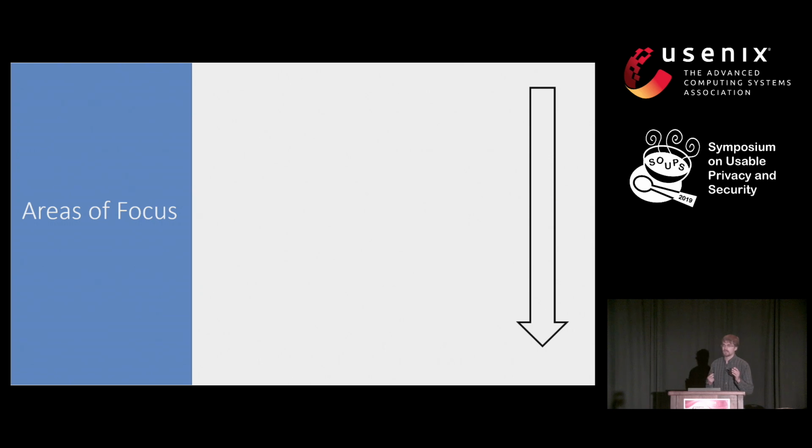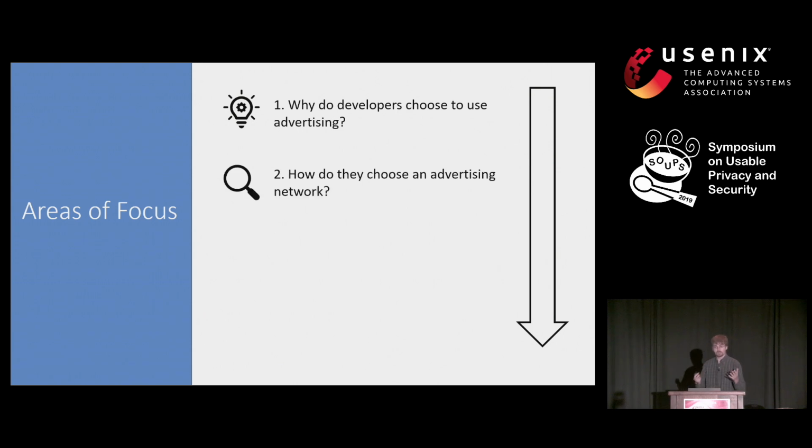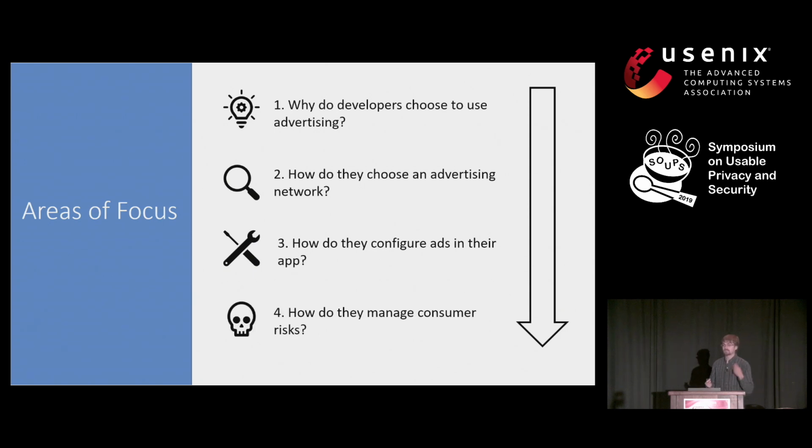And so this is an area we wanted to focus on to better understand how app developers reason about and integrate ads. And we had four key areas of focus that we took as the process by which an app developer puts ads into their app. So first, why do they decide to use advertising in the first place instead of charging a flat dollar fee for their users or any other monetization model? How do they choose an advertising network once they decide to use advertising? How do they configure ads into their app once they've chosen an advertising network? And once the ads are there, how do they manage the consumer risks that advertising poses?